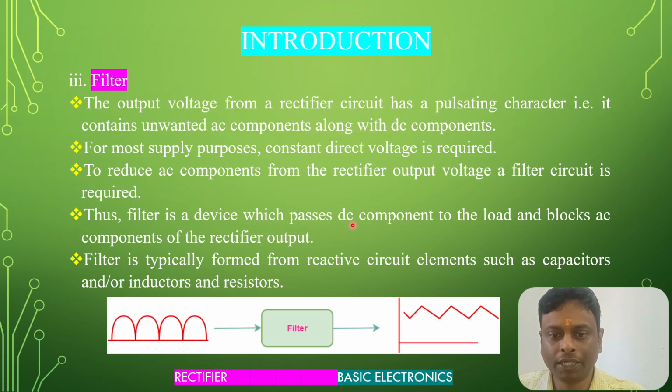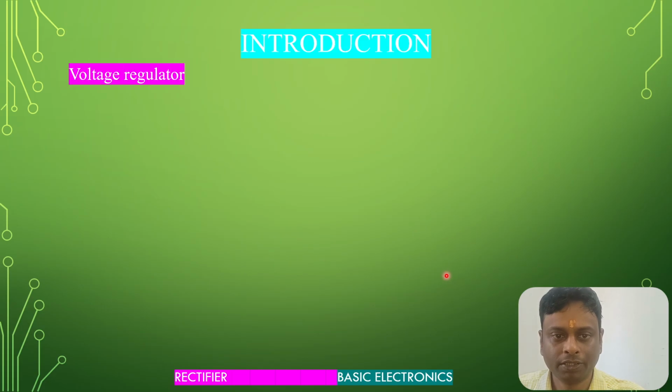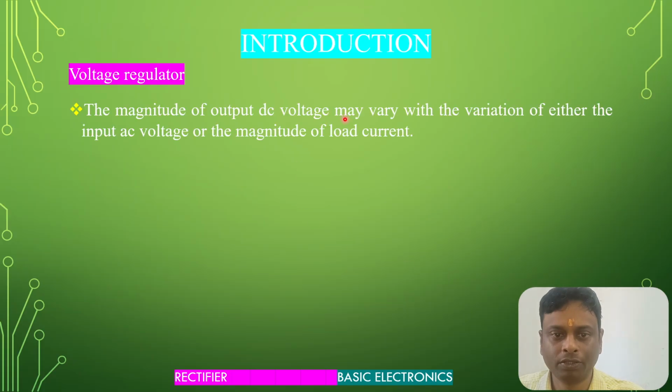Sorry, it will pass the DC components and it blocks the AC components. Because we are interested in the DC components only. Okay, so it will block the AC components and we will have the DC component at the output. Okay, so it is not a constant one. You can see the magnitude of output DC voltage may vary with the variation of input voltage and magnitude of the load current. So we are not getting the constant voltage at the output of a filter circuit.